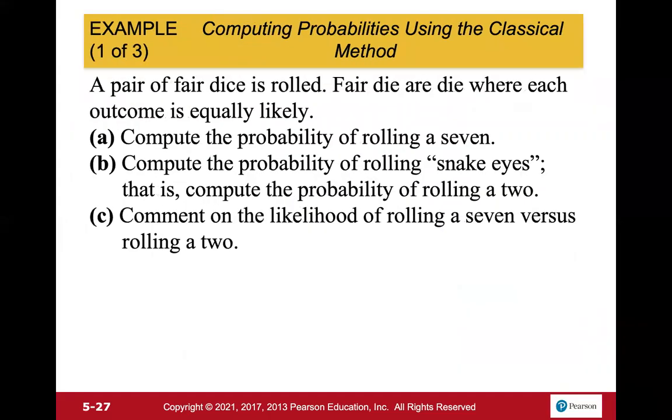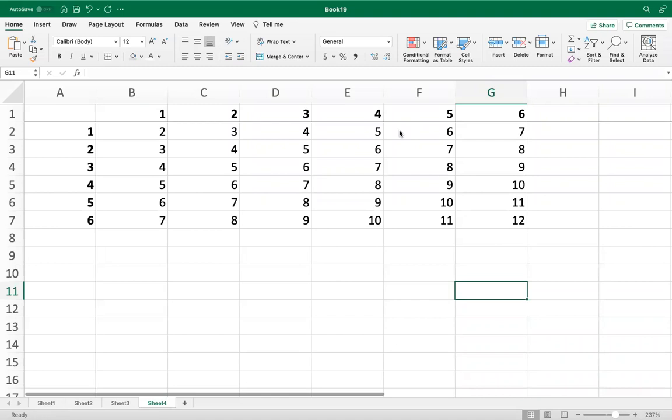Compute the probability of rolling a 7. So we're going to think of all the different possible ways that we can roll a 7 divided by the total number of ways. So again, the probability of event E is equal to the number of ways event E happens divided by the number of the sample space.